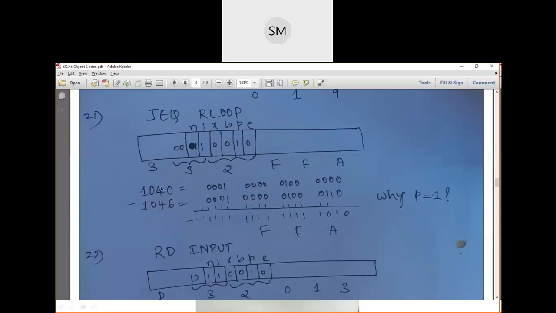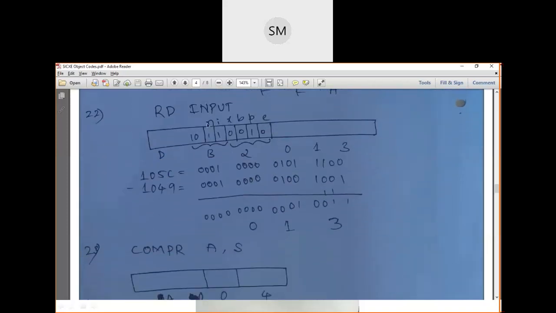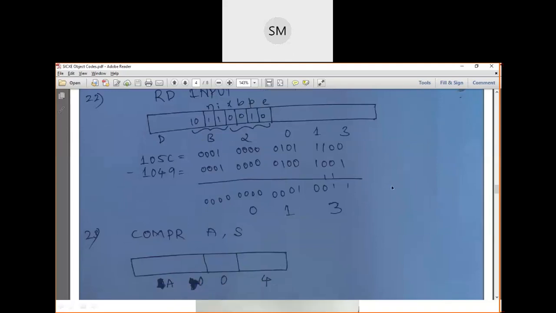Okay, so whenever you get a negative value here, you have to be very careful. You will get somewhat a value like FFA or something else. Okay, so be very careful. Subtract it with your hexadecimal calculator, then you will get it correctly. RD INPUT: read from the input device. Again, it is also program counter relative addressing mode. You use it and you get the object code as DB2013.